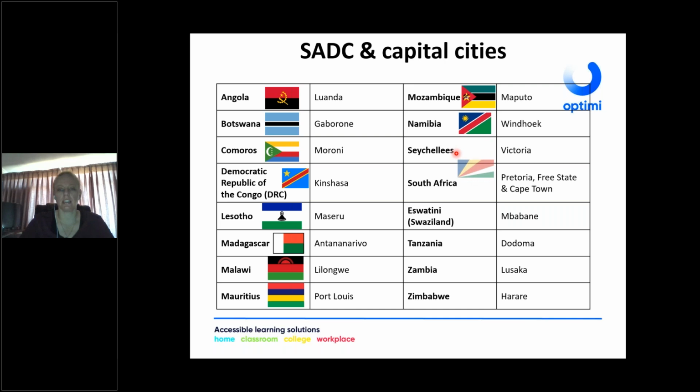Then South Africa. In South Africa, we have three capital cities, which is Pretoria, Free State, and Cape Town. Eswatini, previously known as Swaziland, Mbabane. Tanzania, Dodoma. Zambia, Lusaka. And Zimbabwe, Harare.